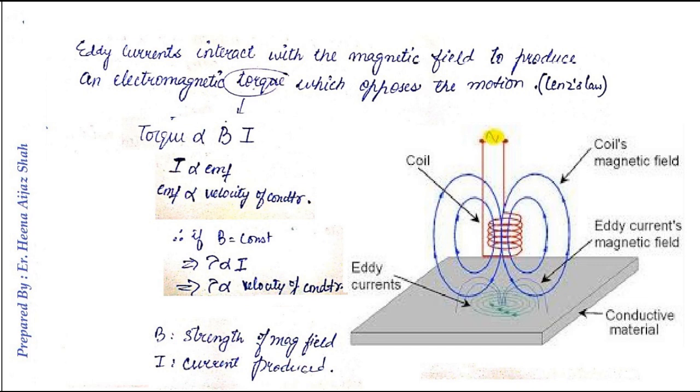So the torque produced will be directly proportional to the current, and we know that the eddy current is directly proportional to the EMF developed, and that EMF is directly proportional to the velocity of the conductor. So we can say that if the magnetic field is kept constant, then the torque produced will be directly proportional to the current, and the torque produced will be directly proportional to the velocity of the conductor.